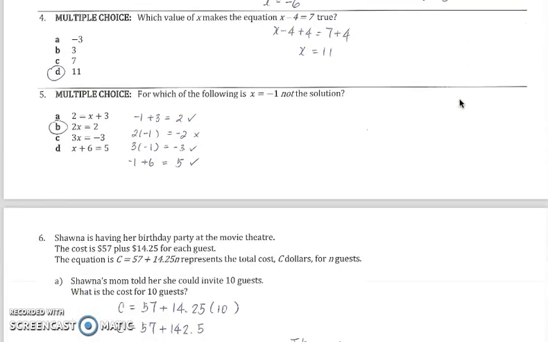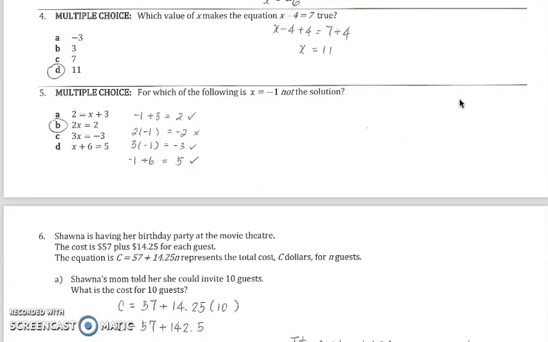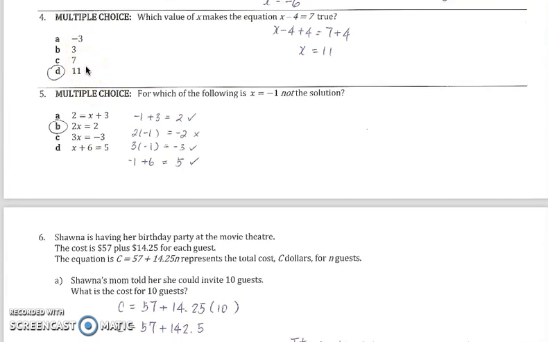Question 4. This is a multiple choice question. Which value of x makes the equation x minus 4 equals 7 true? Now when you have multiple choice questions, if you can solve the equation to find an answer before looking at the choices, that's the better way to answer these questions, because you will not get distracted or confused by going through all the possible answers.